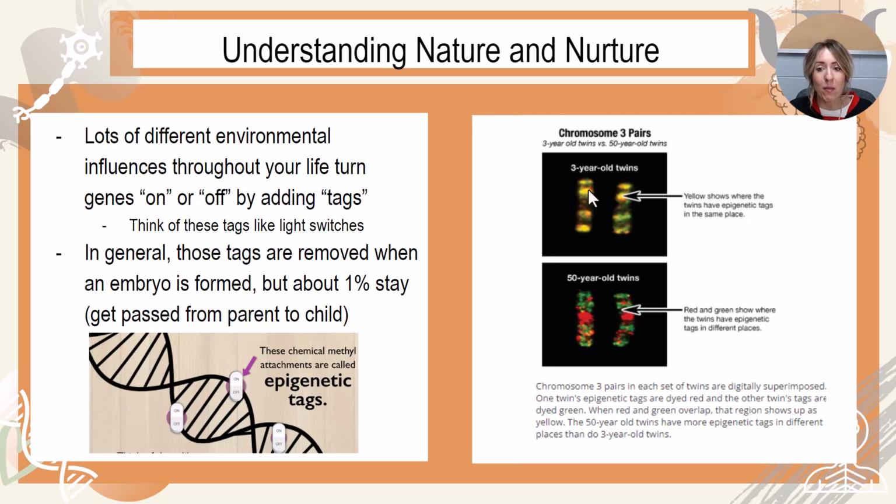However, by the age that they're 50, all this environment has changed in their lives. Who they talk to, what they eat, what they do, what they're interested in, all the things, what life choices they make, the stress they go under. And when you lay their DNA on top of each other at 50, you no longer see much yellow. Because what's happened is that their epigenetics has actually changed, and now they have tags in different places, right? So this is how we get twins that end up being different from each other as life goes on.